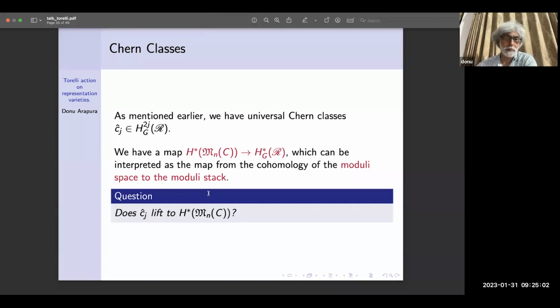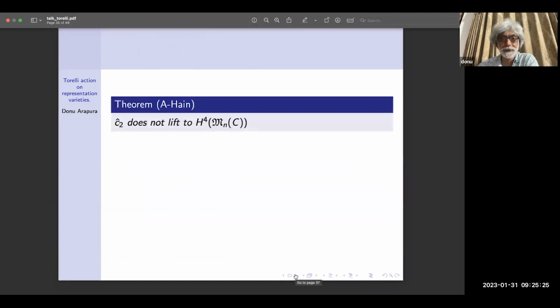All right, so there's a natural question here. This class lives on the right, and we have a map from here to here. Can I lift this class to the cohomology of the moduli space? It's a natural question, I hope. And the answer is no. In fact, no in a very low degree: C2 hat does not lift to H4.